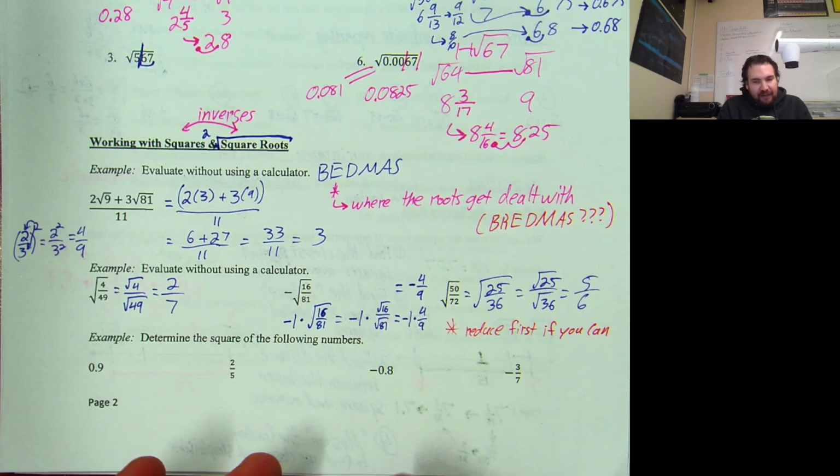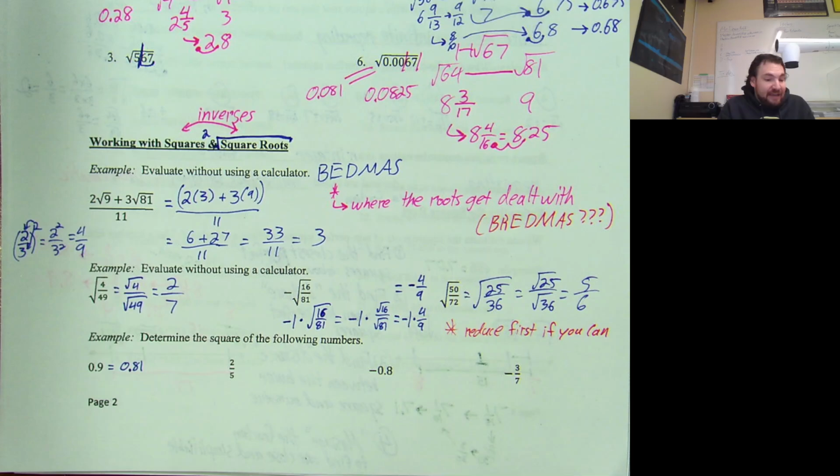The square of 0.9 is what? So it's going to be 0.9 times 0.9, which is 0.81. Careful, it's not 0.9 times 2, it's 0.9 squared, which is 0.9 times 0.9. 9 times 9 is 81, so 0.9 times 0.9 is going to have two decimal places, 0.81.